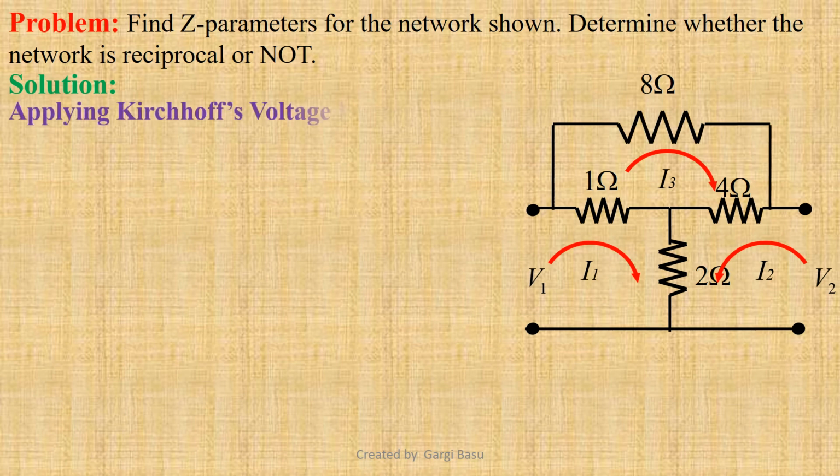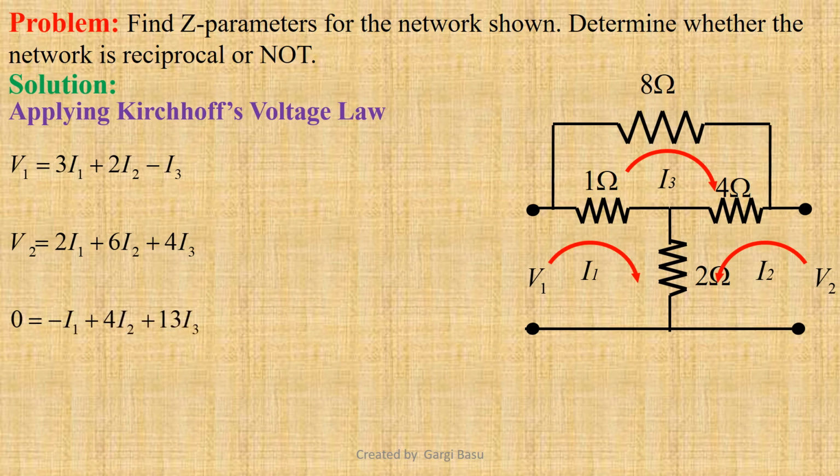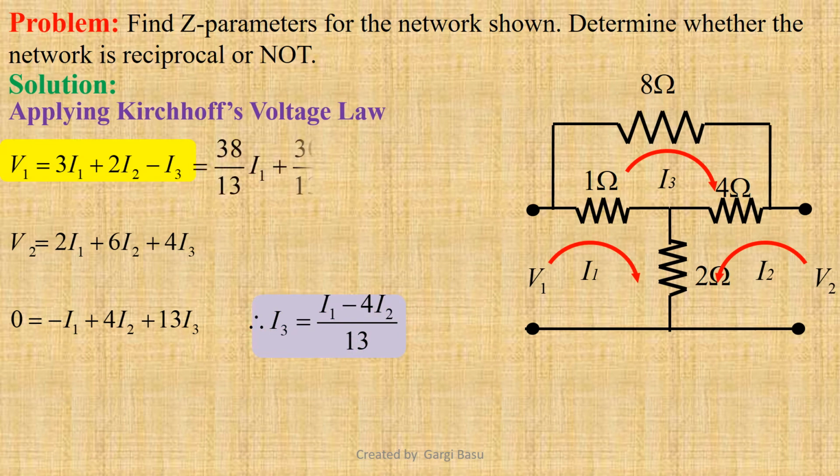Applying Kirchhoff's voltage law from loop 1, we can write V1 equals 3I1 plus 2I2 minus I3. From loop 2, we get V2 equals 2I1 plus 6I2 plus 4I3. From the third loop, we can write 0 equals minus I1 plus 4I2 plus 13I3. From the third equation, we get I3 equals (I1 minus 4I2) divided by 13. Using this expression in equation number 1, we get V1 equals 38 by 13 I1 plus 30 by 13 I2. From the second equation, we get V2 equals 30 by 13 I1 plus 62 by 13 I2.